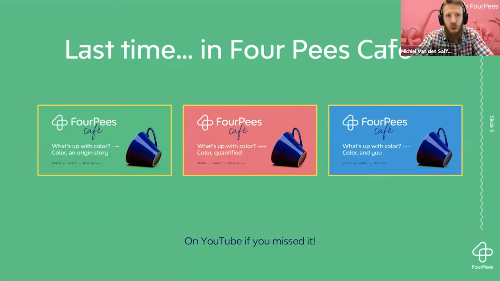We have done a few color cafes before. We have done one about a color origin story, about measuring colors, and about using color profiles in your environment. All three of these are on our Four Pees YouTube channel. Feel free to browse there to watch these. We're kind of building on the information we already have from those three cafes. So having seen those will definitely help you in understanding everything we're covering today.